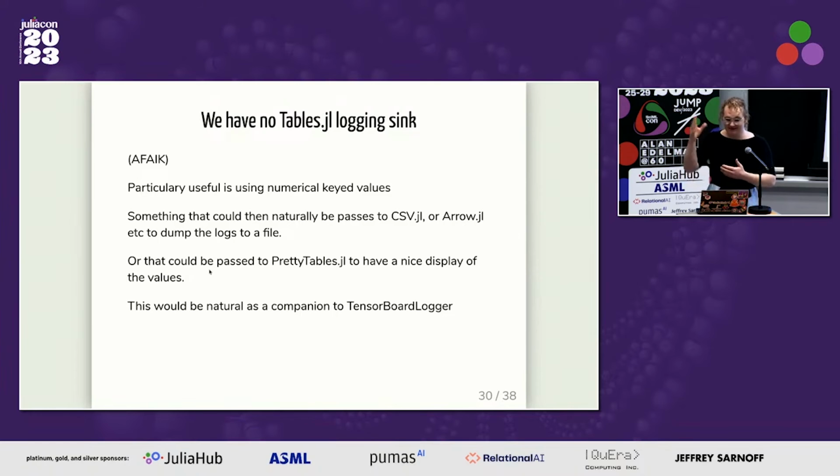It'd be great to stick those in a logger that's backed by the Tables.jl interface, and then we can call CSV.jl or Arrow.jl to dump that into a file, or if you want to print it, we can use PrettyTables.jl. Everything can be nice and lovely. It'd be a natural companion to TensorBoardLogger, which does the same kind of thing, but visually. I might work on this tomorrow, or maybe someone else wants to work on it, and I would be happy to help someone work on this tomorrow.